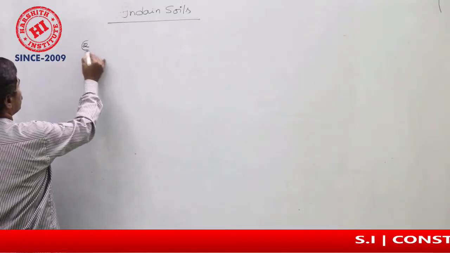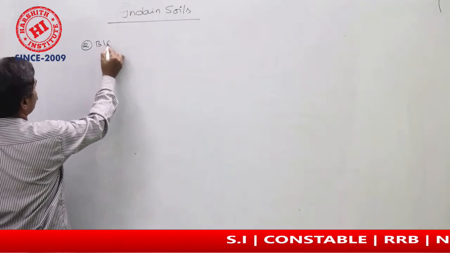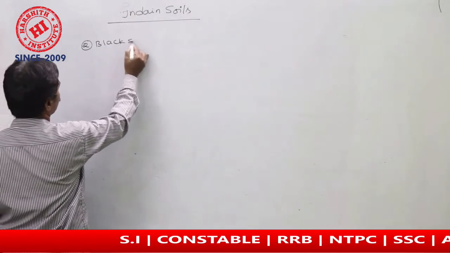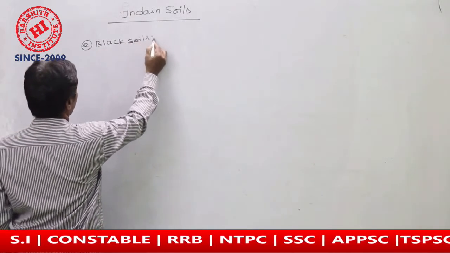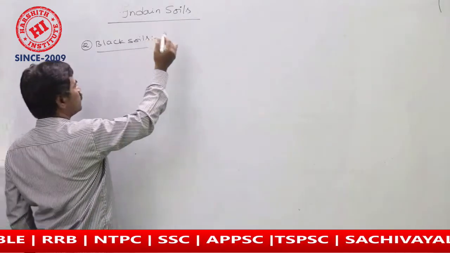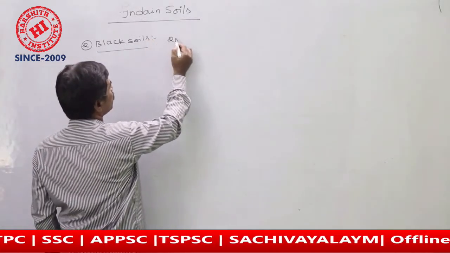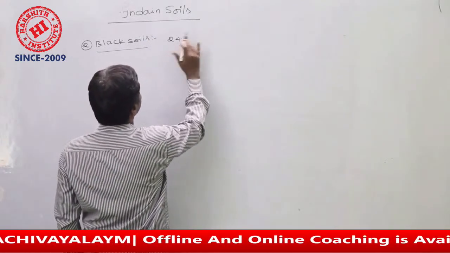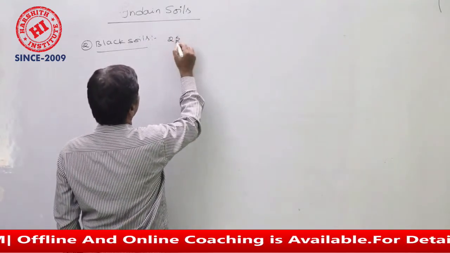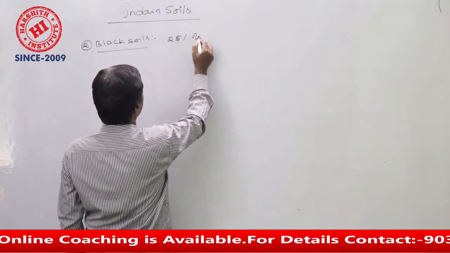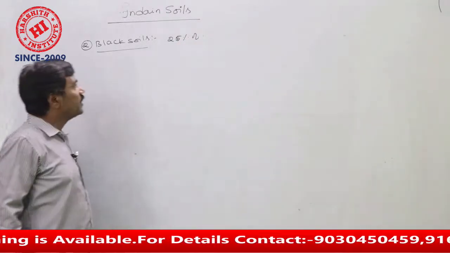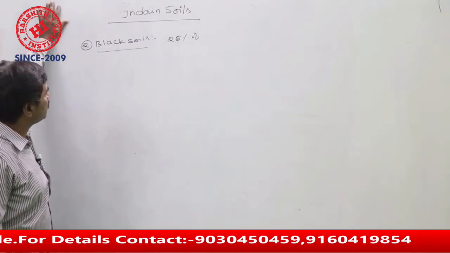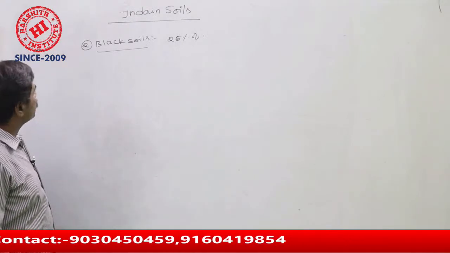Next, black soils after alluvial soil. These black soils occupy nearly 25% of the total soil of India.